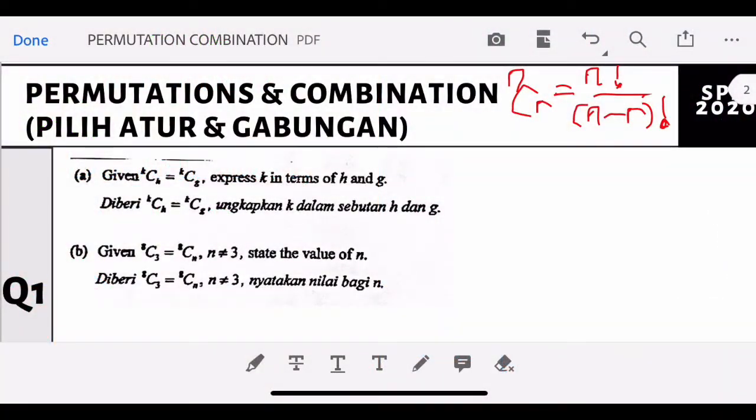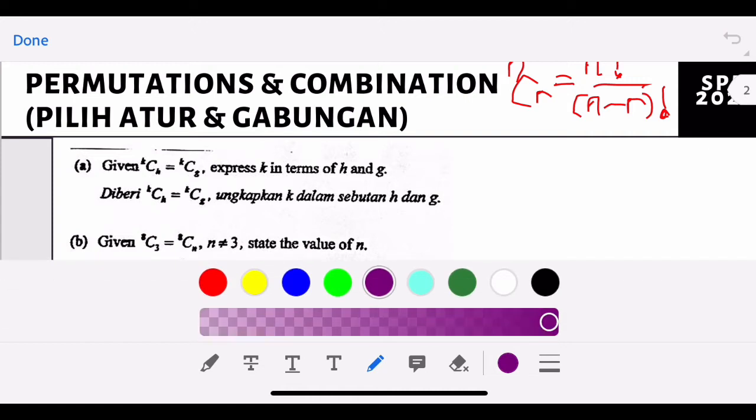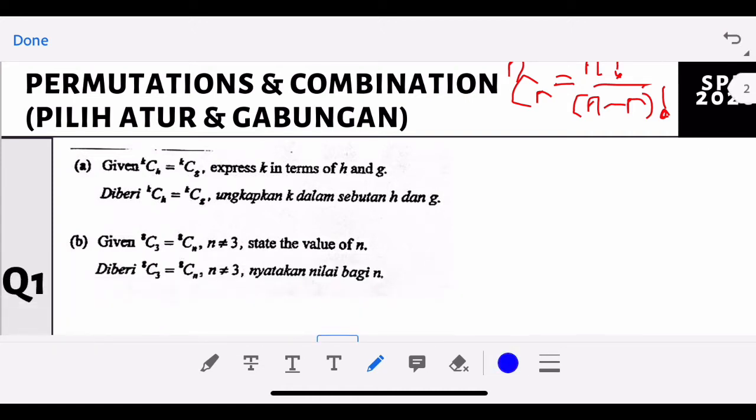Let's discuss question number 1 for permutation and combination. Given KCH is equal to KCG, C is combination, right? Express K in terms of H and G.